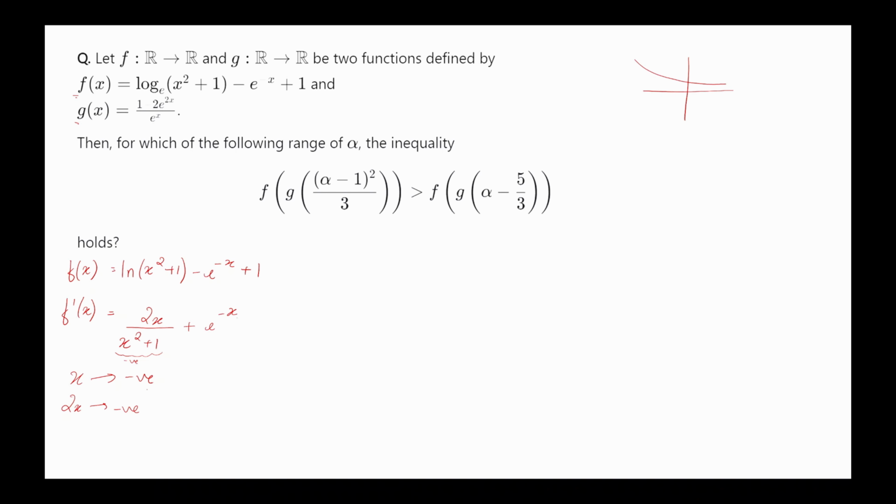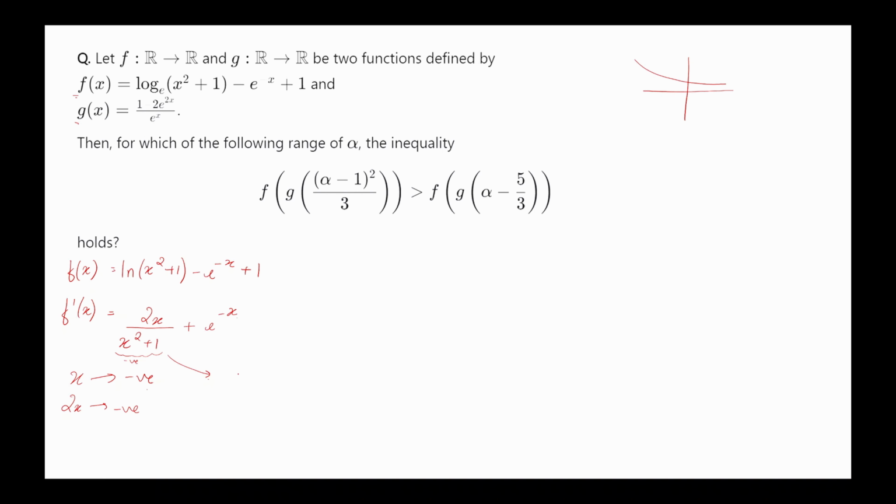Now I have to check whether the value that the term with 2x would make upon being negative is greater than e to the power minus x, in absolute value. If it is greater, that means it is going to be negative. If it is less, the entire expression would always be positive. So how am I going to check that? Here I can see that I have 2x upon x square plus 1. So I'll try to differentiate it once more. If I differentiate only this term, what am I going to get?